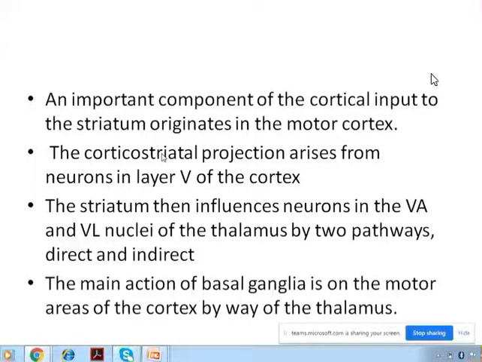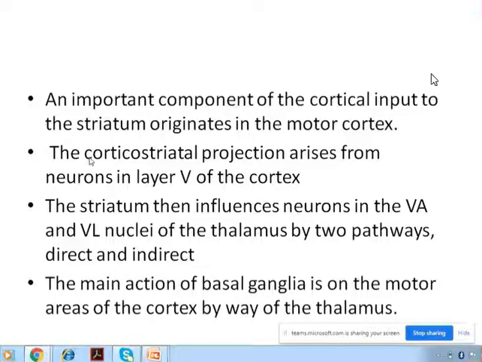So now I am going into detail on the pathway. I have already told you that there is to-and-fro movement, or a pathway, from the motor cortex to the basal ganglia, and from the basal ganglia to the motor cortex. Now this shows how the information from the motor cortex is going to the basal ganglia. From the layer of the motor cortex, the information goes to the striatum, and the name of the pathway is the corticostriatal pathway.